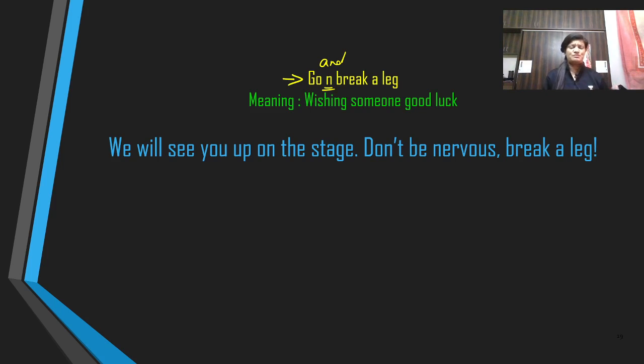Now you are about to perform on the stage. It could be a dance, it could be a song, or any competition for that matter, or any show for that matter. So your friend or your family or somebody is actually motivating you. How would they say? "We will see you up on the stage. Don't be nervous. Break a leg."